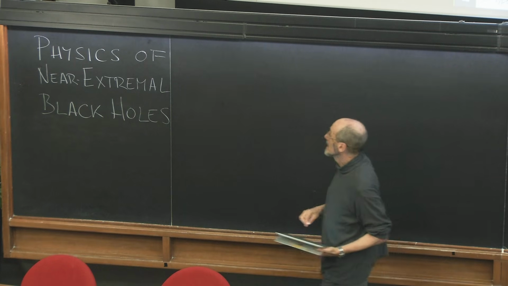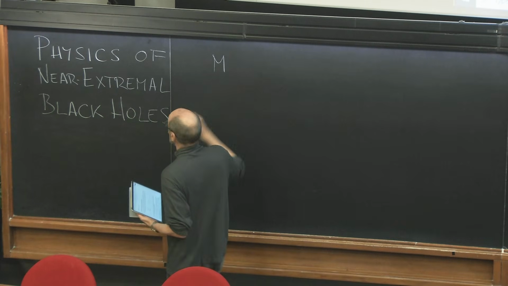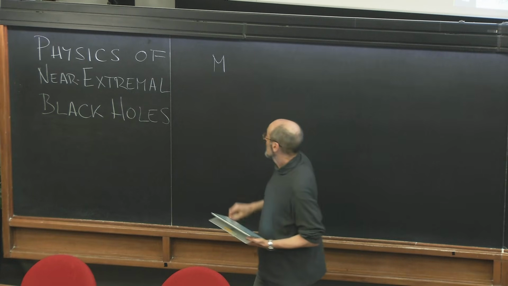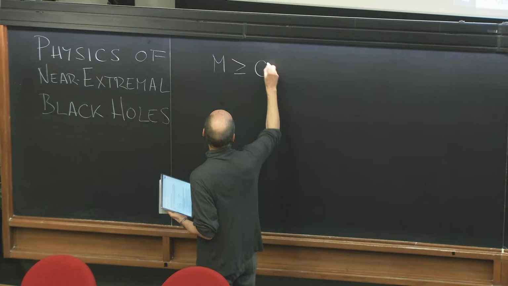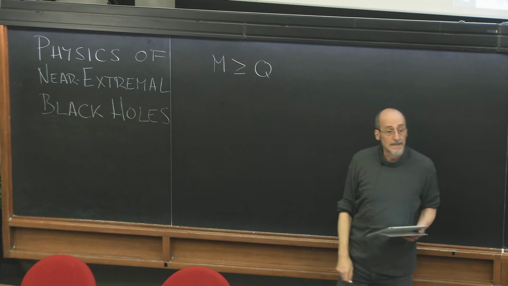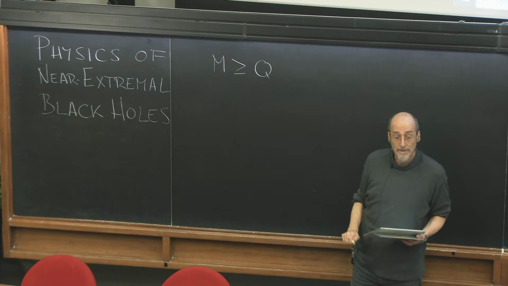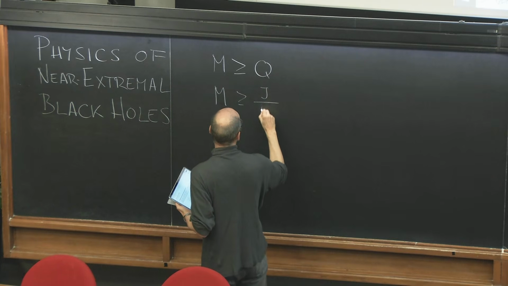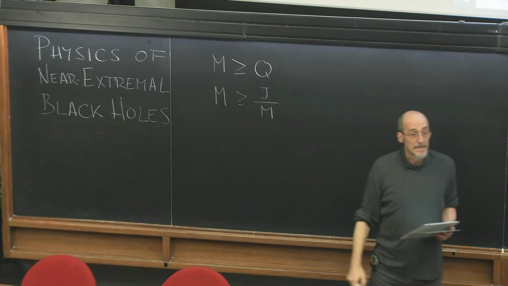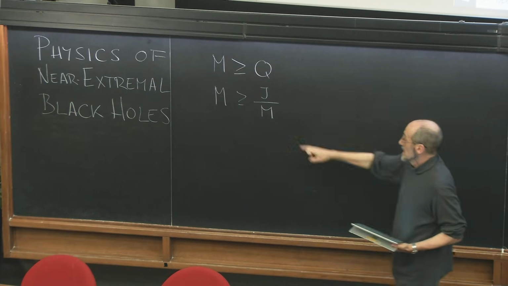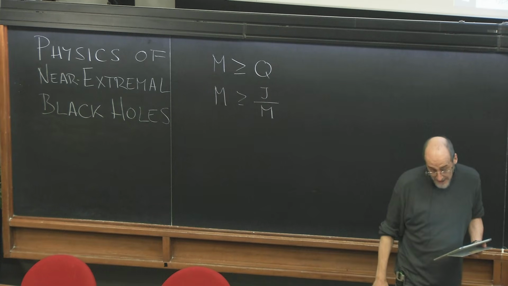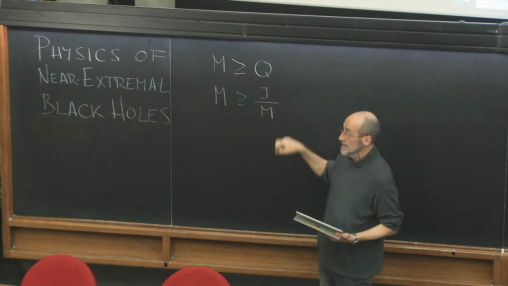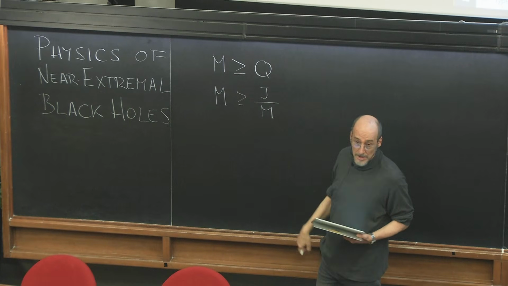If you have a black hole that has some mass M, and it also has some charge, there's a lower bound on the mass for given charge. This is the bound on the mass for the black hole. If you have a spin, then the bound is set in this manner. Of course, this is M squared larger or equal than J, but I'm writing things in such a way that this has units of length, this has units of length as well.